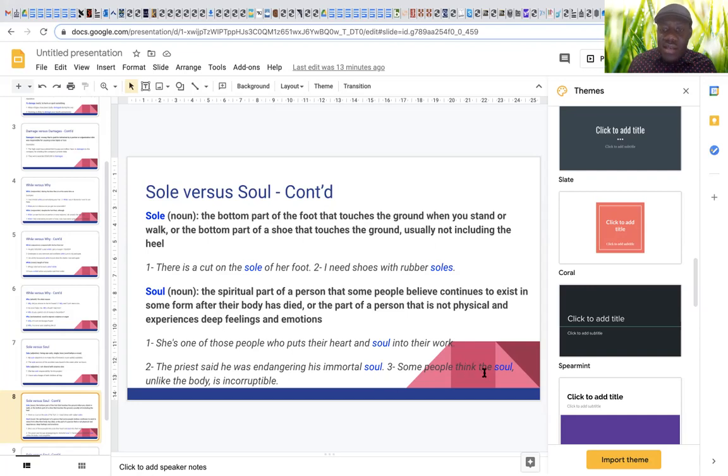Some people think the soul, unlike the body, is incorruptible.